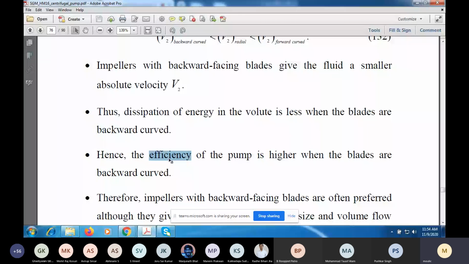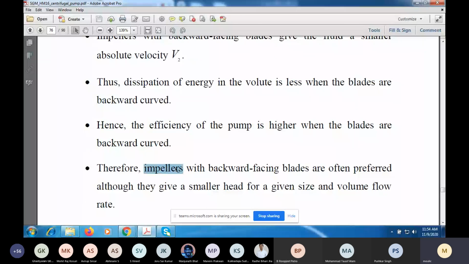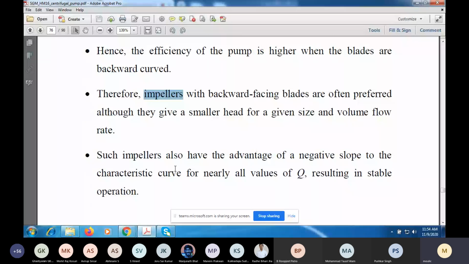The other thing to note is for forward curved blades, the slope of the HQ curve is positive, so there may be surging. If you have backward curved blades, you have a further, more important advantage of having a negative slope of the characteristic curve. So the operation is stable. There will be no surging. So most centrifugal pumps will have backward curved blades for 2 reasons. One is the efficiency of the pump will be larger and the operation will be stable.